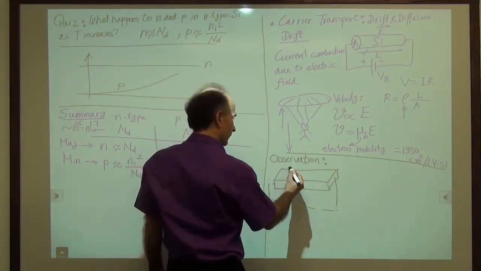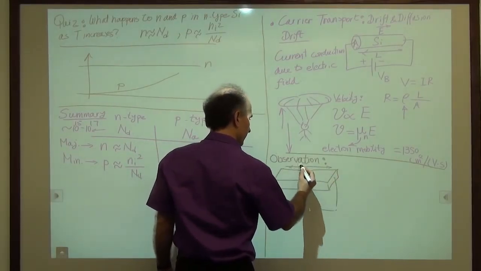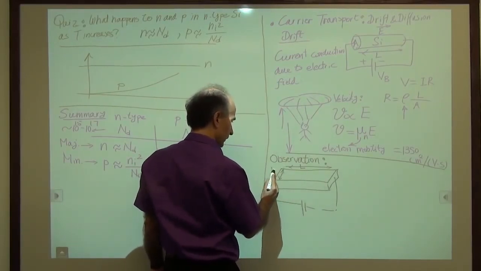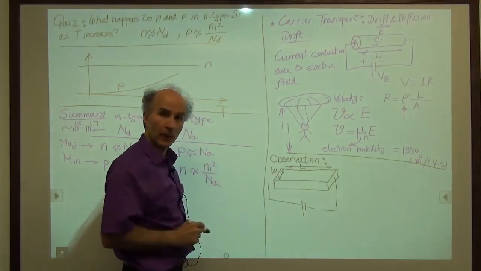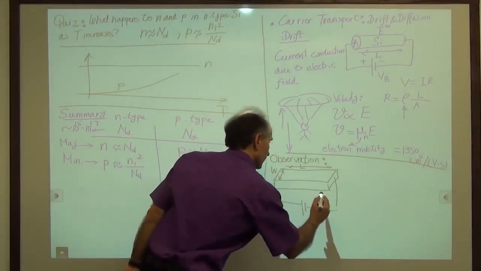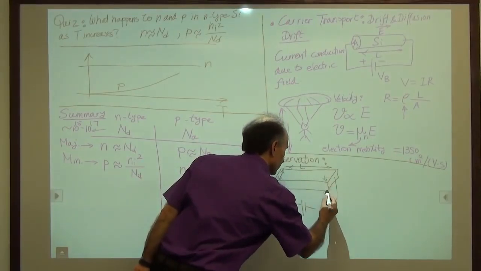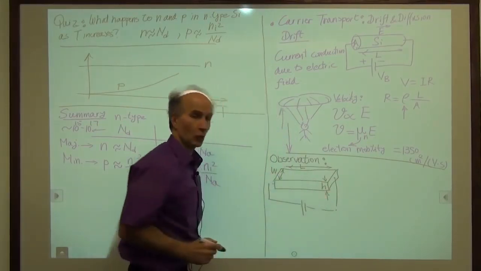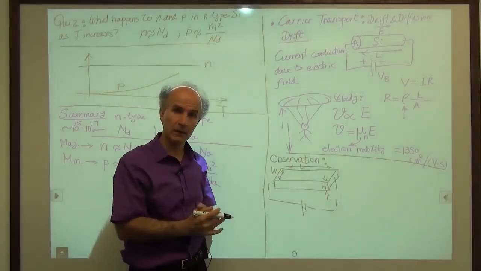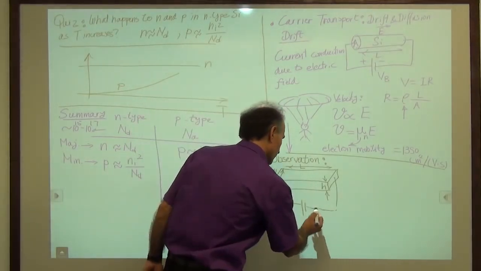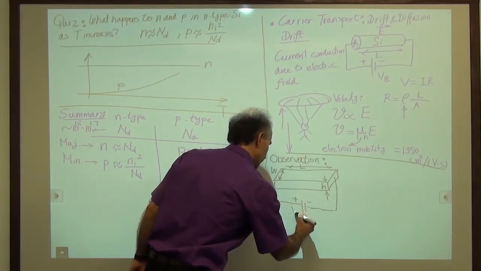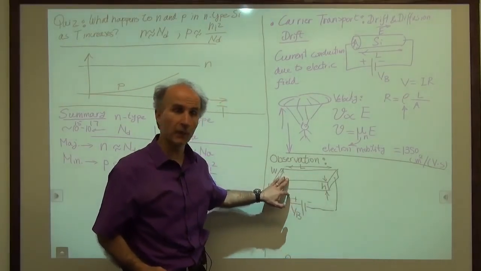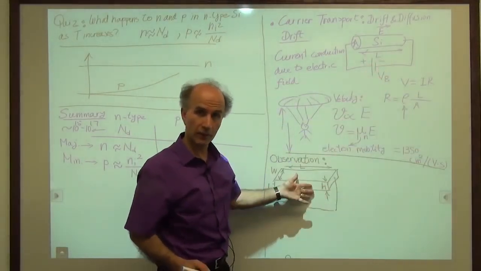We assume that the length is L, the width is W, and the thickness is H. So this thickness here is H, lowercase h. So we have the dimensions of this piece of silicon, and we are applying a certain voltage. So just like before, we call this VB. Now whether you want to write this as a rectangular prism or as a cylinder doesn't make any difference. It's just the same thing.